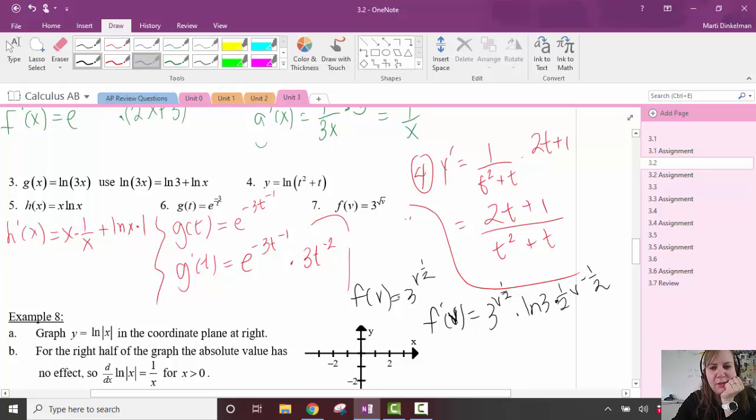So let me recap. The derivative of a base to a power, we get the same repeat, we get natural log of the base, and then this one, that part is because of chain rule.